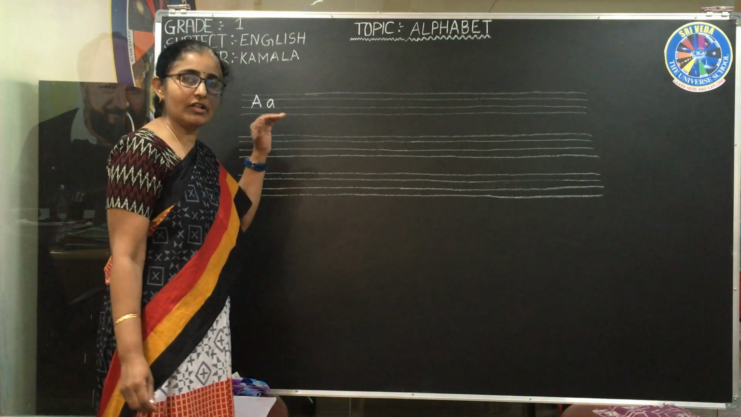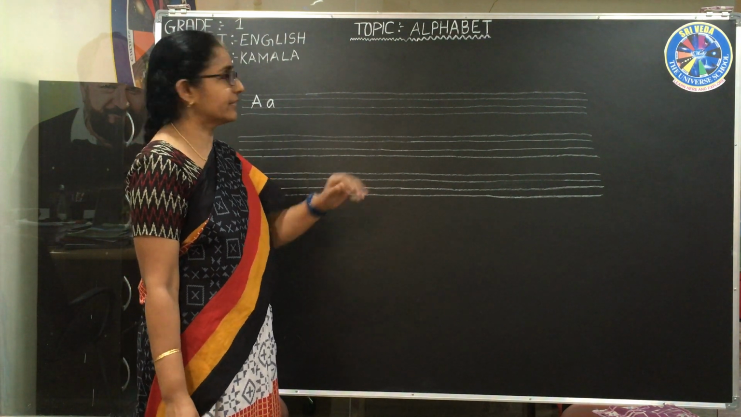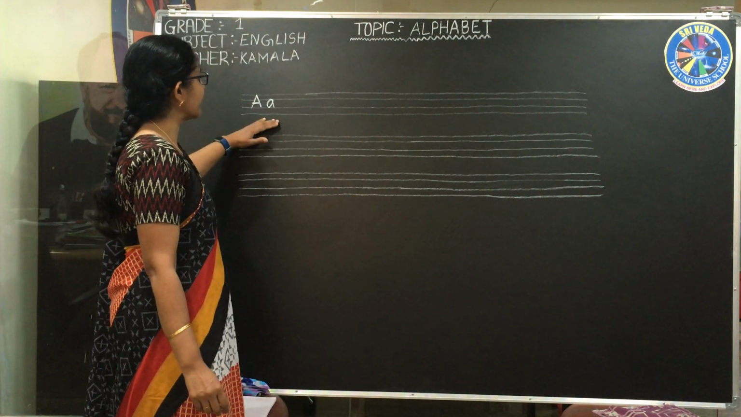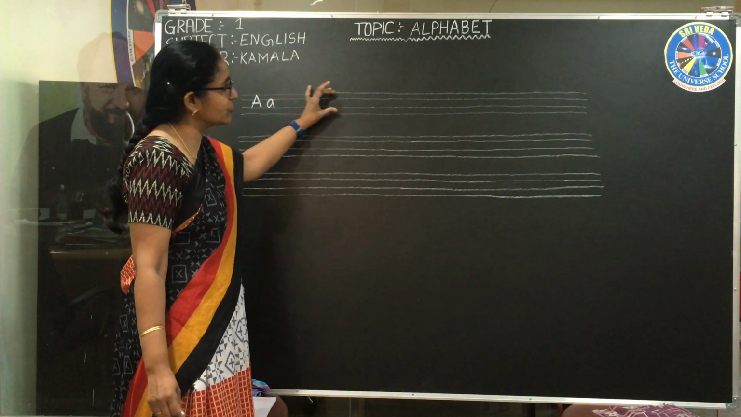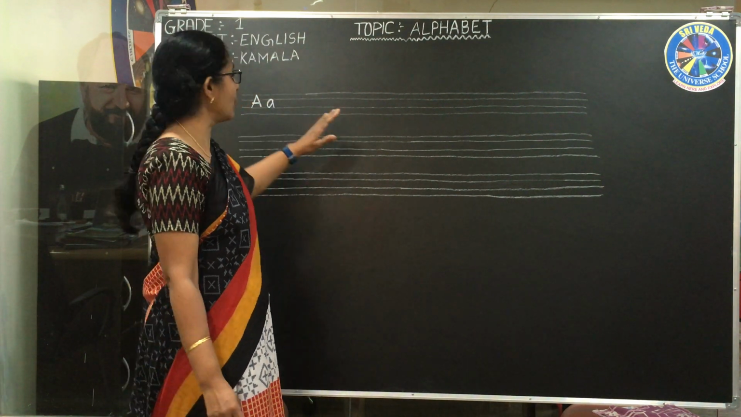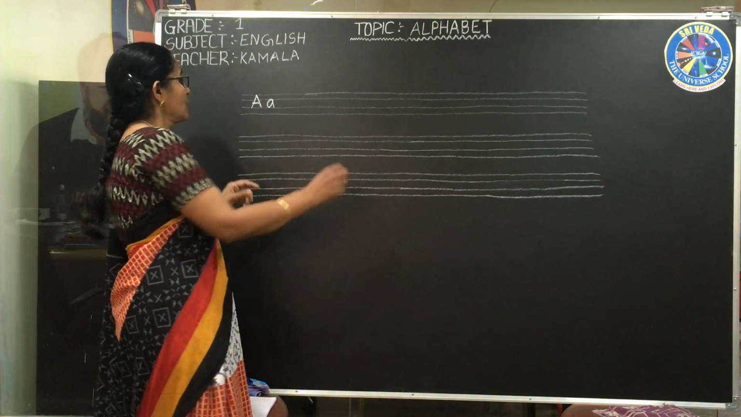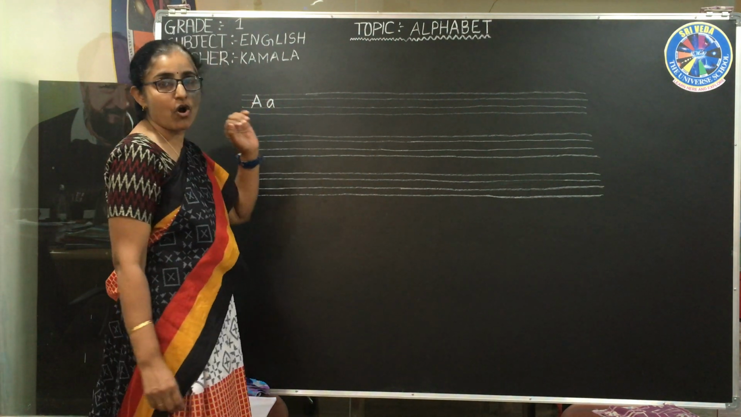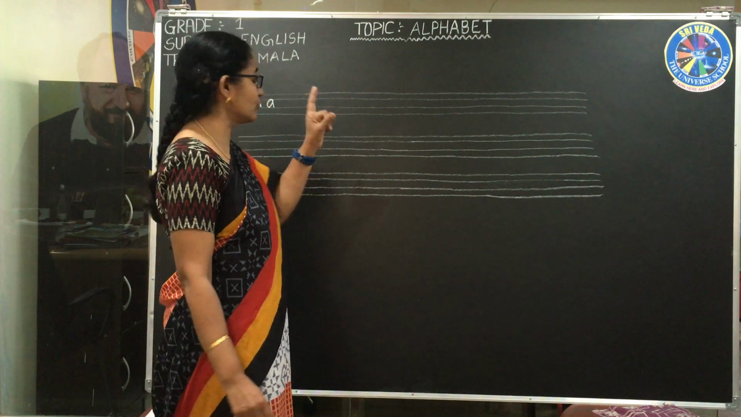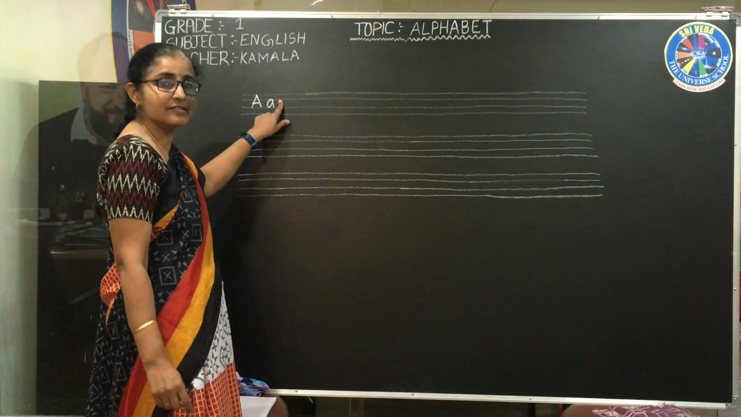Why are we writing all this? I know all of you already know the alphabet. But why are we writing? So that you can neatly write using the 4 rules. So, just observe which letters will touch which lines. So, capital A and small a. After that, don't forget to use your finger to give a finger space.